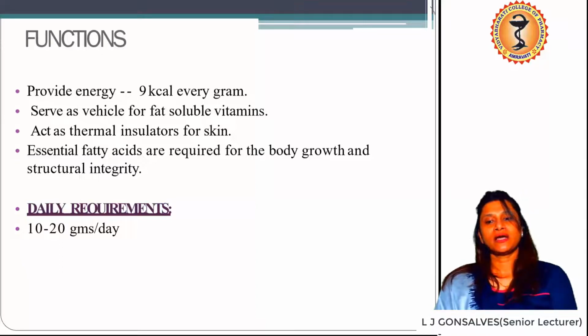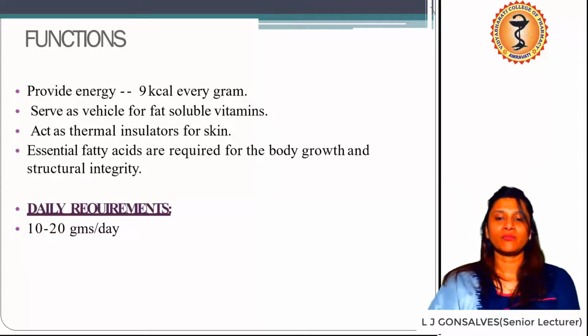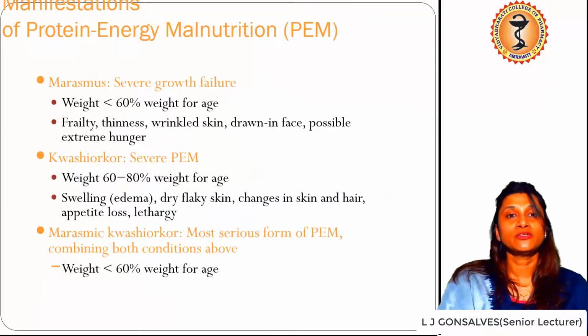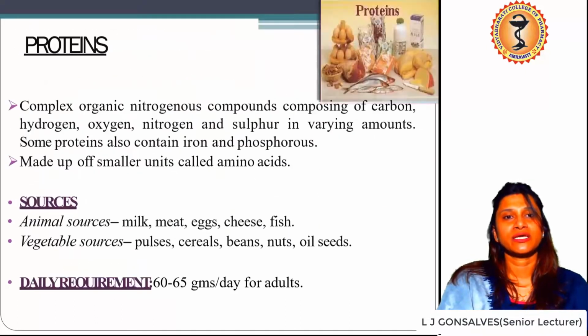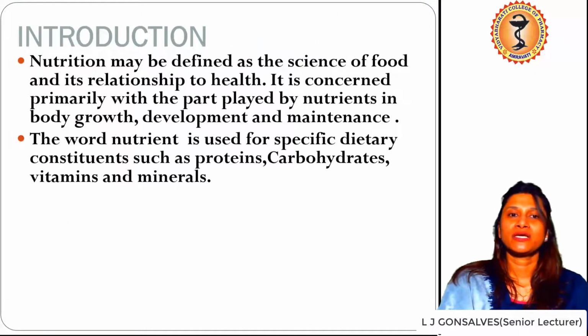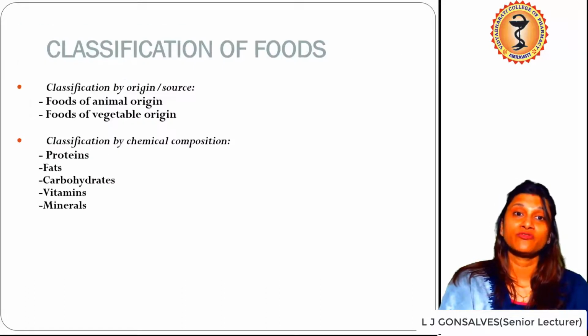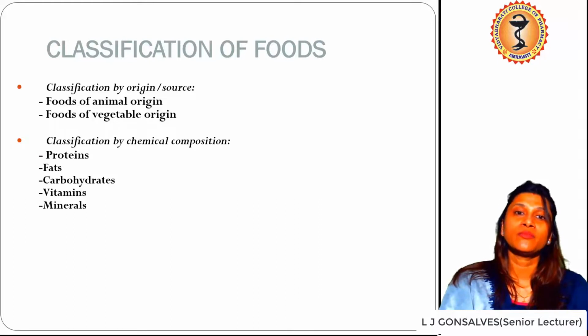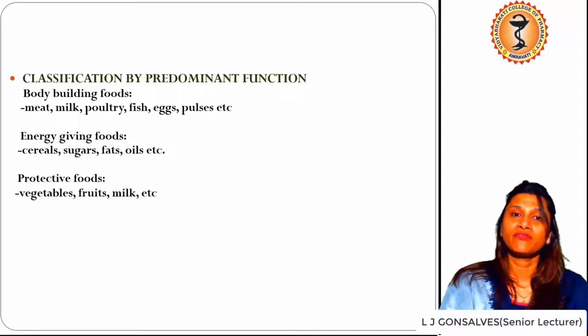So students, I think you have all understood and are clear about the various nutrients in today's lecture. We'll just take a preview. Today we studied what is nutrition, that is the science of food and its relationship to the body. Then we saw the classification of food. There are three classes: classification by origin or source, classification by chemical composition, and classification by function.